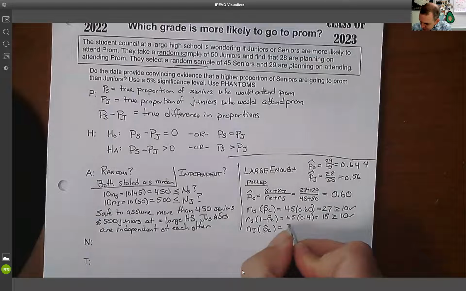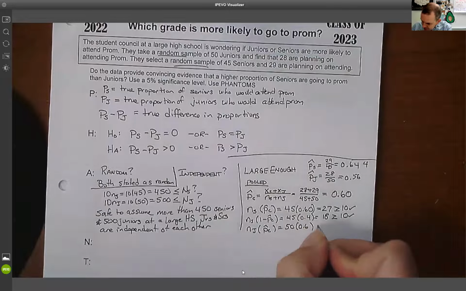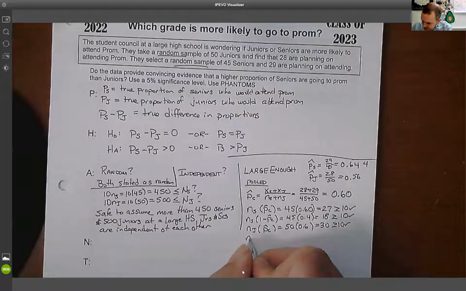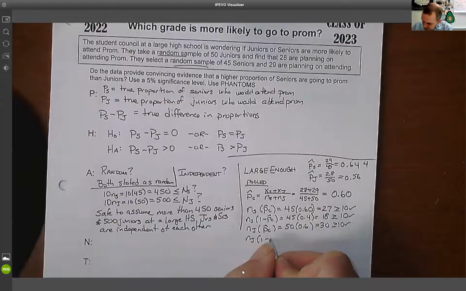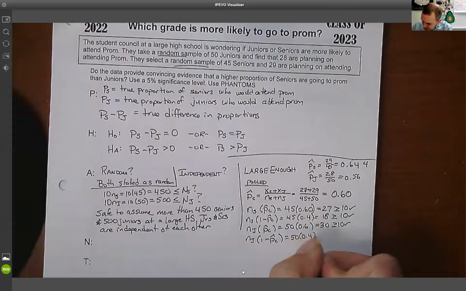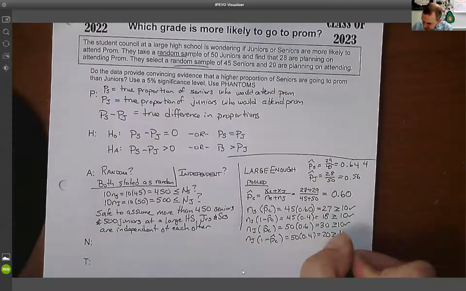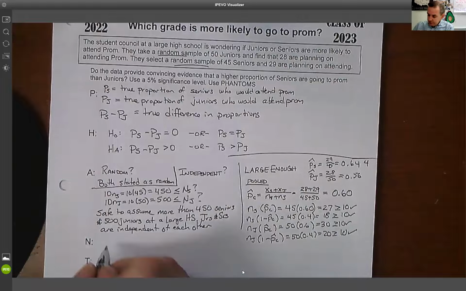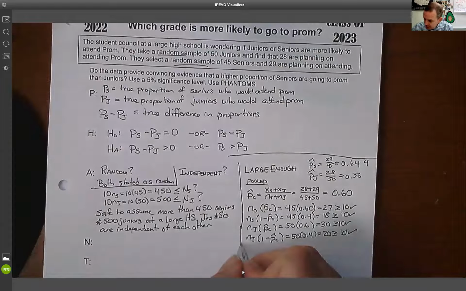50 times 0.6, that's 30. That's greater than or equal to 10. And junior failures, 1 minus p hat C, 50 times 0.4 gives me 20. That's greater than or equal to 10. So I have the large enough count, but I base it on the pooled data. And we're going to use that pooled data again as well. But that's what we need to do. We need to do pooled. Okay. So that's a difference. We need to be aware of that.